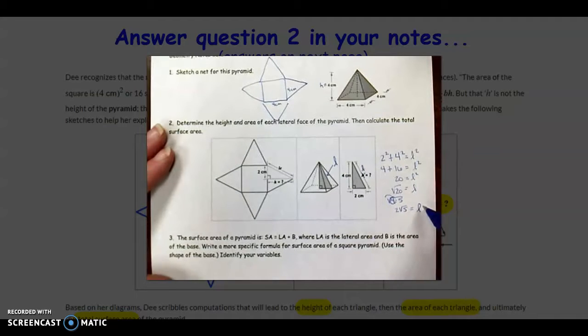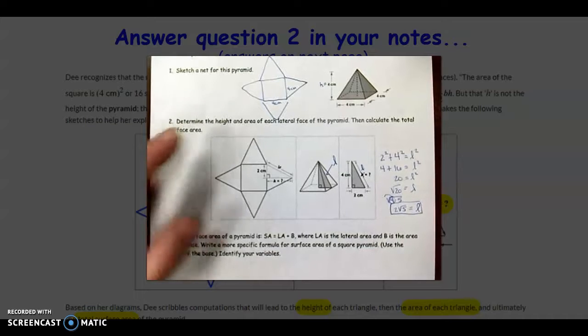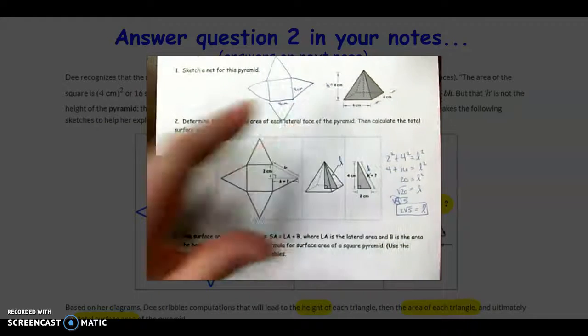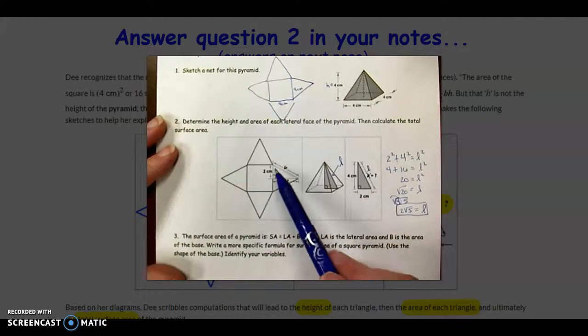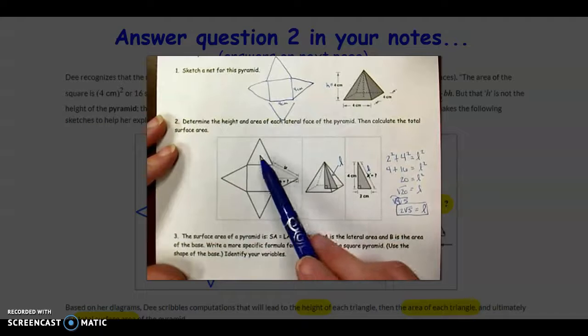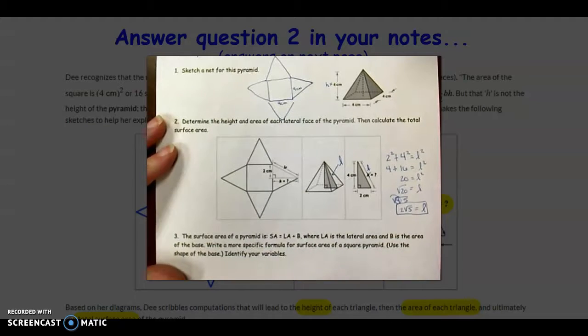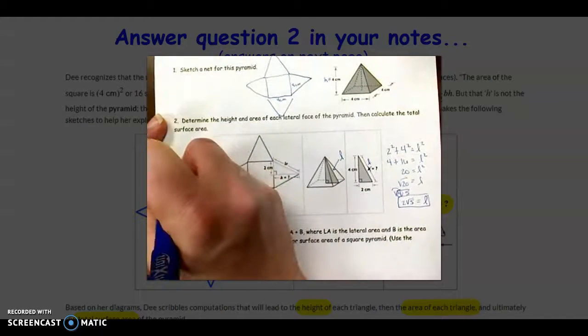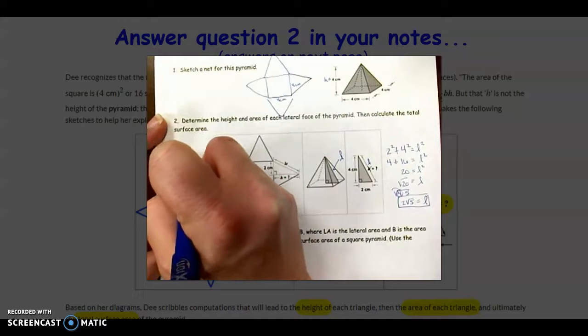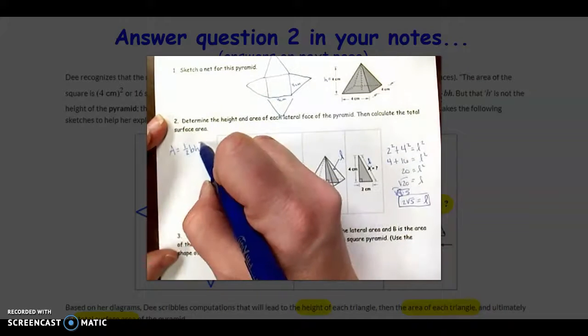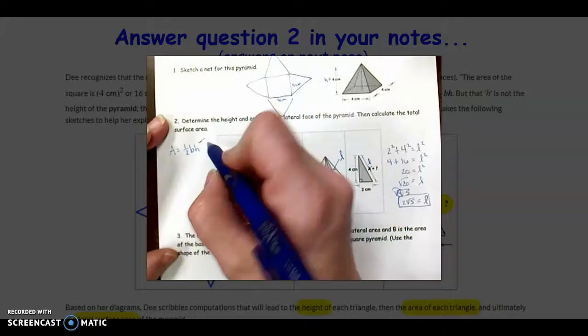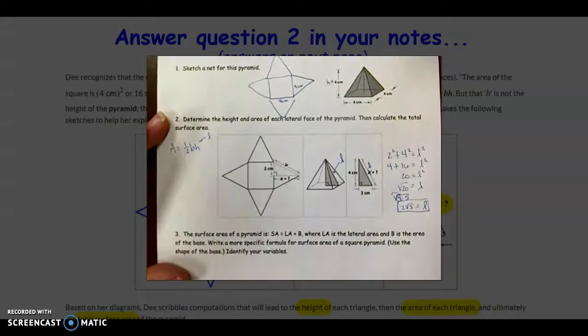So this is what we're going to use as the height of our triangle. So finding the lateral face is finding the area of each one of these triangles and then realizing you have 4 of them. To find the area of a triangle, remember it is 1/2 base times height, but this height is not the height of the pyramid. This is the slant height we just found.